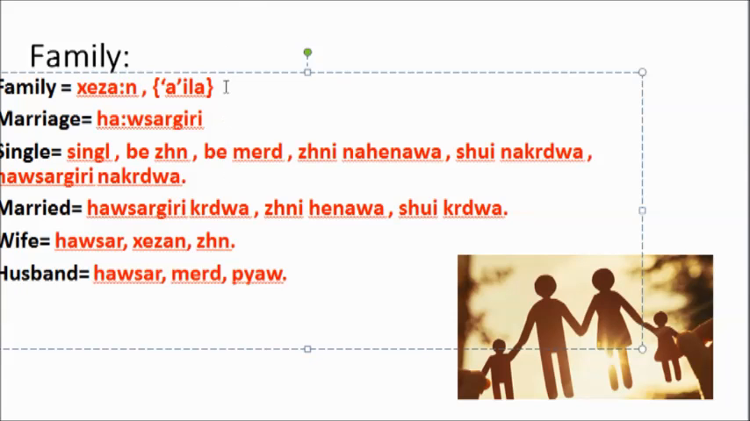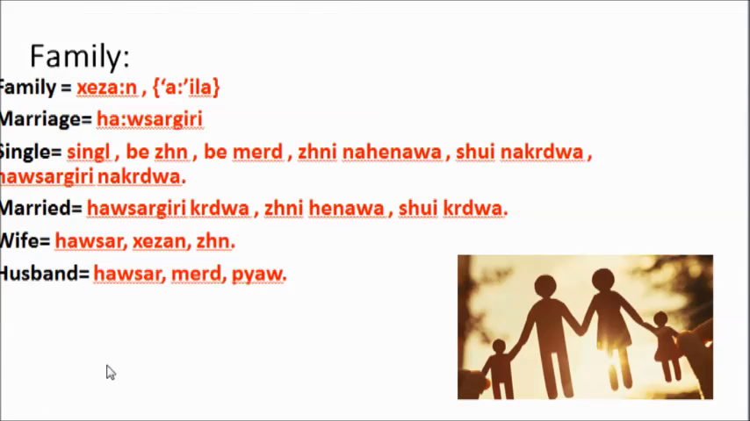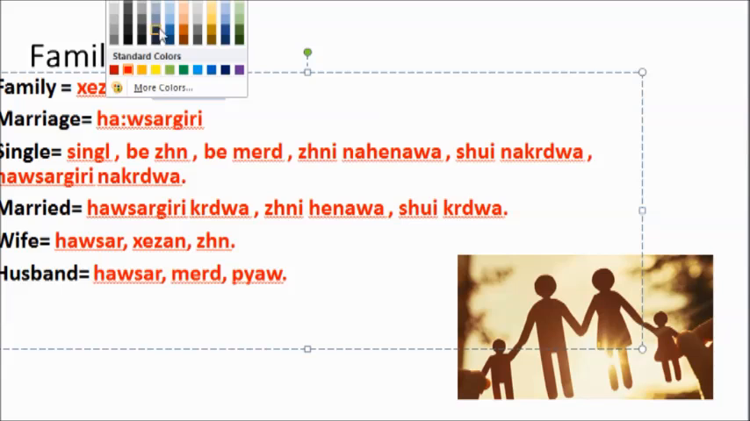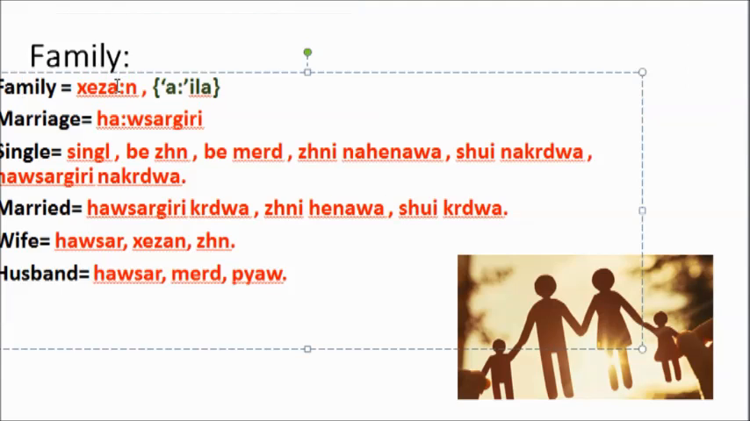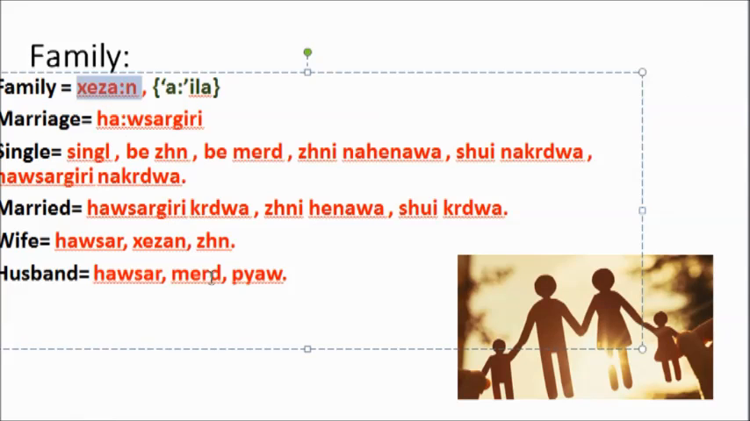But some people use an Arabic word, a'ila. The first letter is a, the third one is i, and this a is a long vowel. Both are widely used, but this one is an Arabic word, just to let you know. Khezan is Kurdish and it's also used. Even when a guy says she's my wife, they would say khezan, so they also use khezan for a wife.